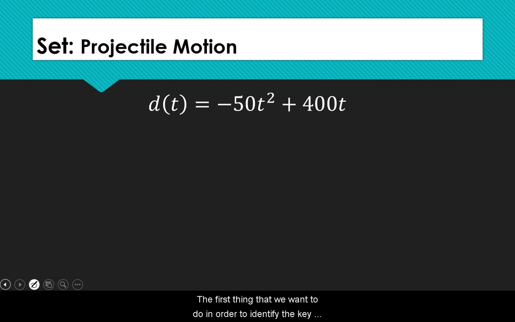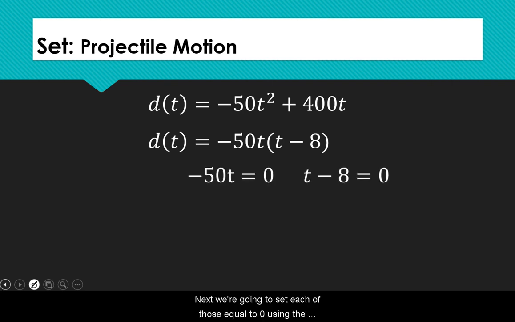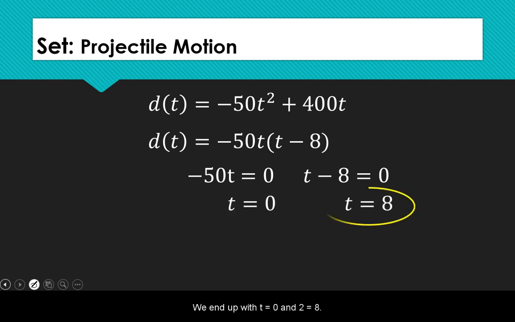So the first thing that we want to do in order to identify the key features with this function is to factor it out. So we're looking for the greatest common factor of these two terms. We know that we can factor out a -50 from each of the terms. And when we do that, we're left with the two linear factors, -50t times t minus 8. Next, we're going to set each of those equal to 0 using the zero product property. And through inverse operations, we're going to solve for the variable t in each. We end up with t equals 0 and t equals 8.